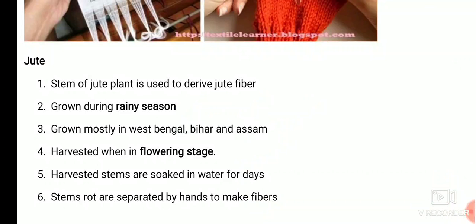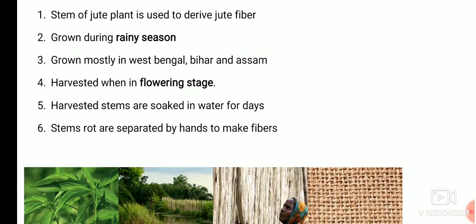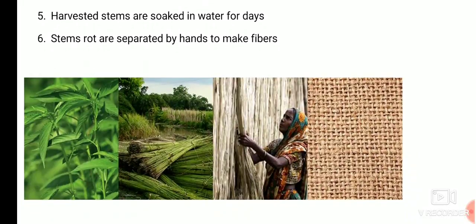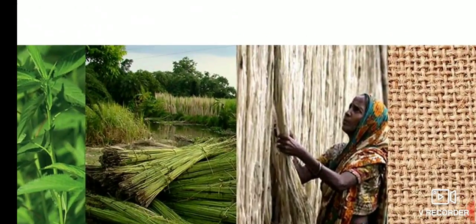Now harvested stems are soaked in water for days. तो थोड़े दिनों के लिए जो कटे हुए जूट प्लांट्स हैं उनको हम वाटर में रख देते हैं. And then the stems rot and are separated by hands to make fiber. Then stem से क्या करते हैं, फिर उसको separate करते हैं fibers को, right? You might have seen these types of things. You can see clearly in the picture.